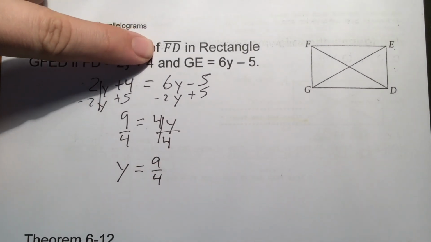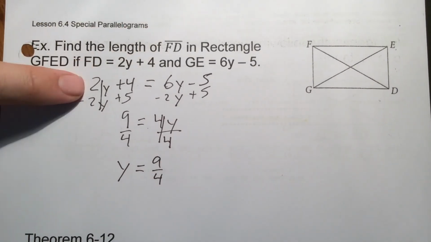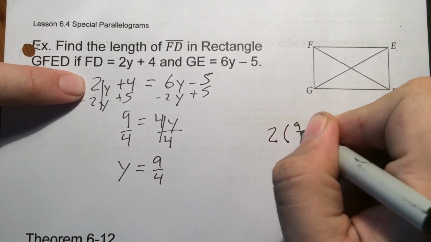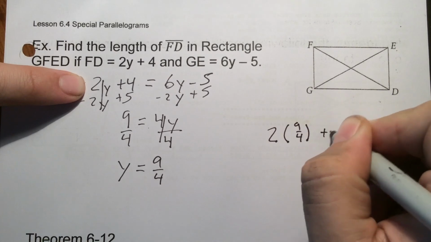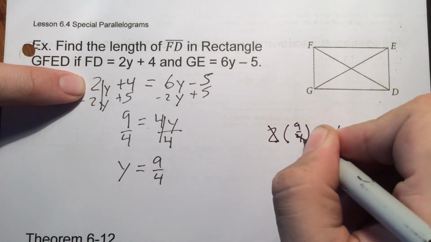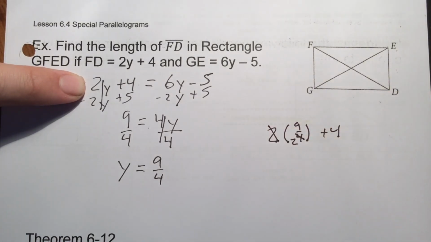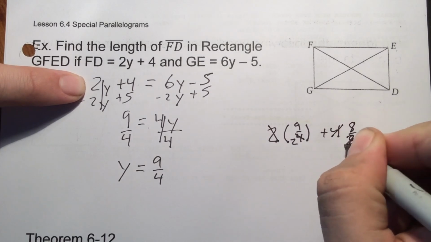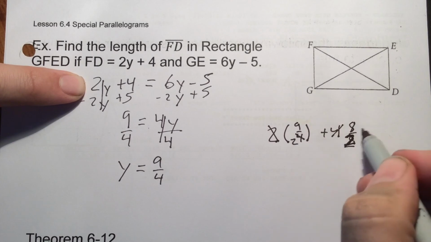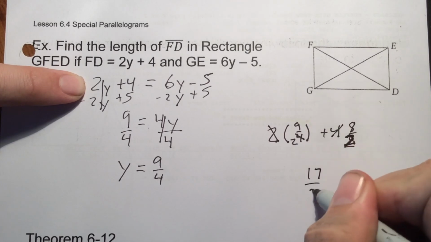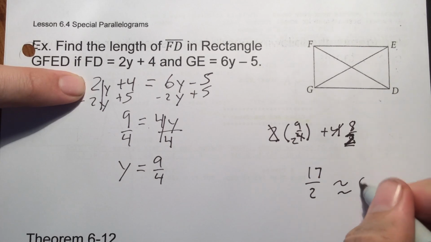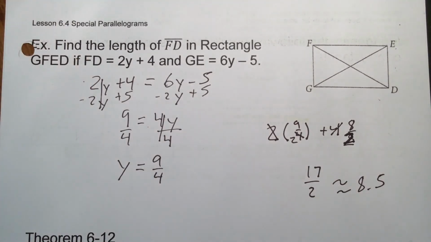So we have to find the length of FD. So we're going to put this in here. So 2 times our y of 9 over 4 plus 4. Well, the 2 would cancel that. 4 would become 8 halves. So 9 halves and 8 halves will make 17 halves. So in other words, we're 8.5 for length.